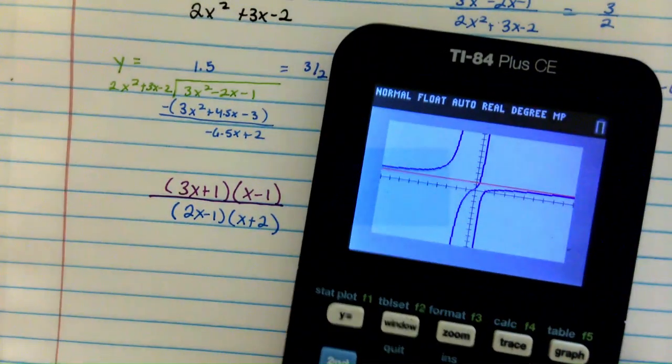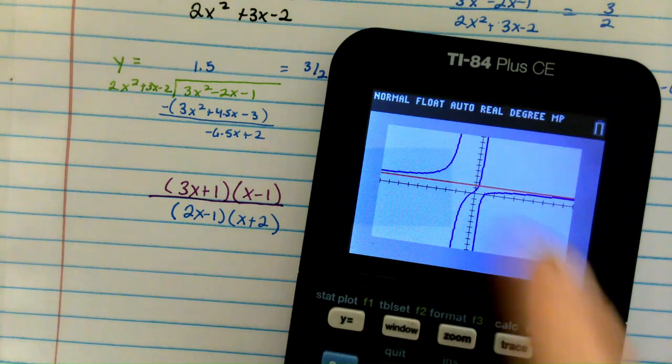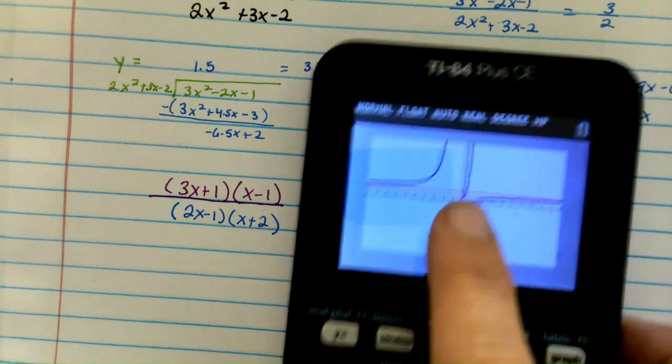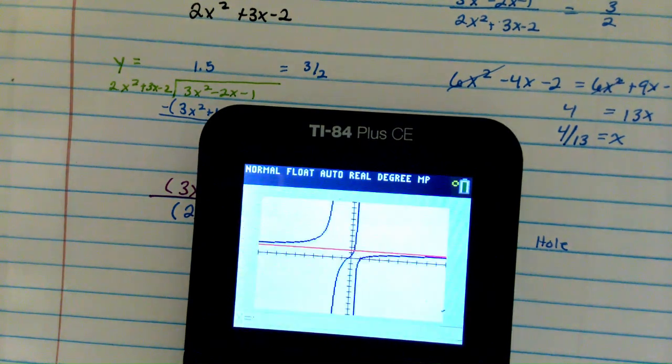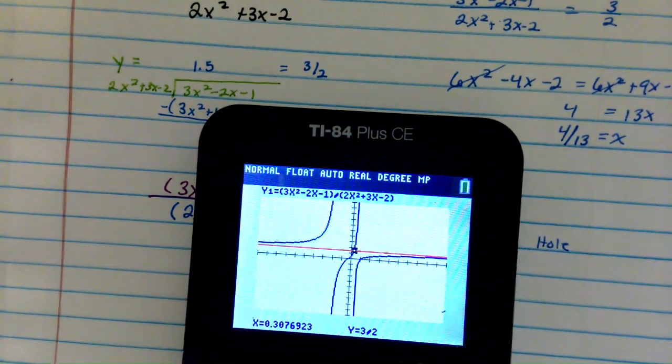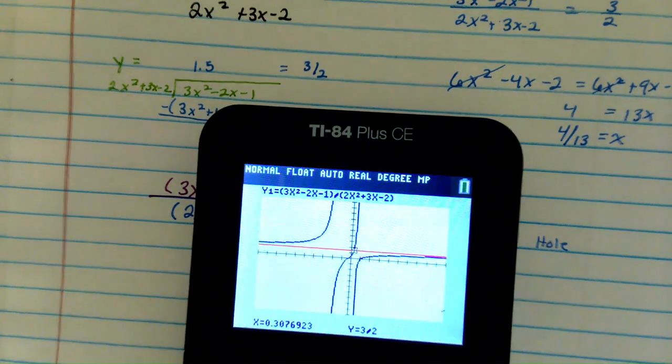So I have this graph including our horizontal asymptote, and I do see it crossing. And let's just double verify. We said at 4/13. Absolutely, it crossed at 4/13. At 4/13, our y value is 3/2.